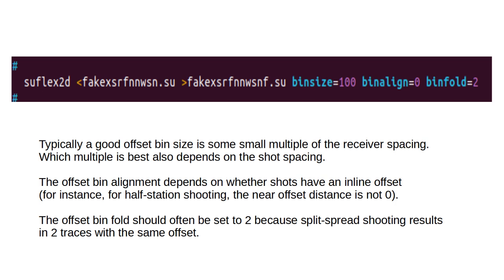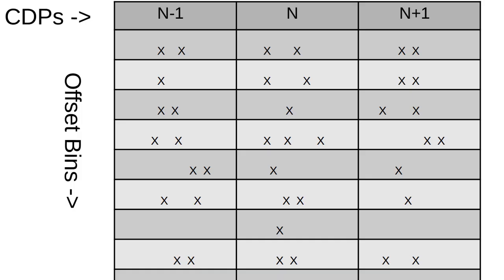That is, some processes benefit from having nice offset distribution within CDPs, so flexing can help those processes, and then you can get rid of the duplicated traces.